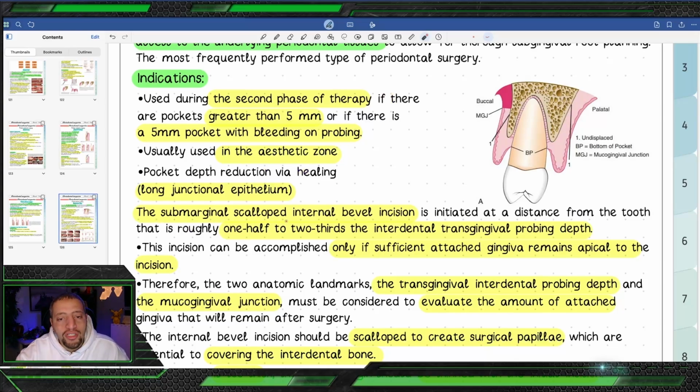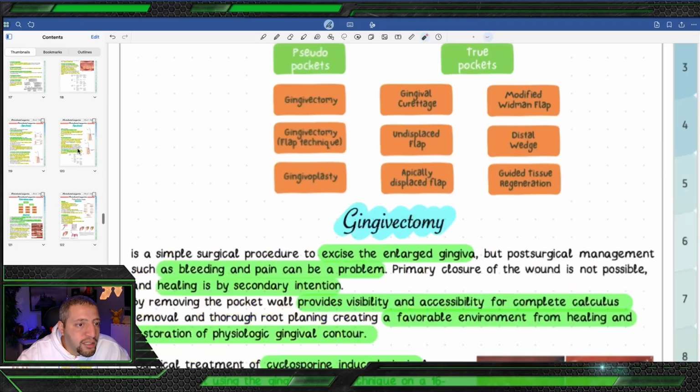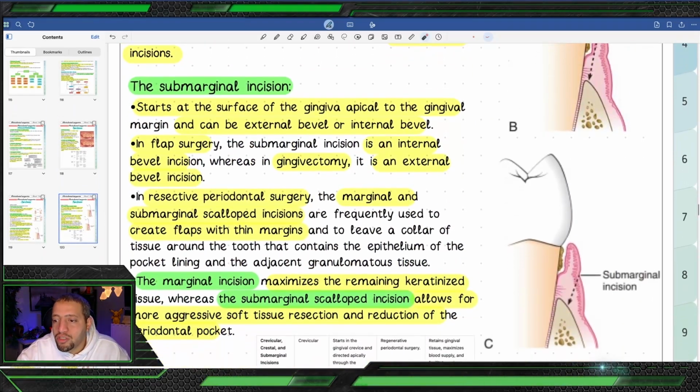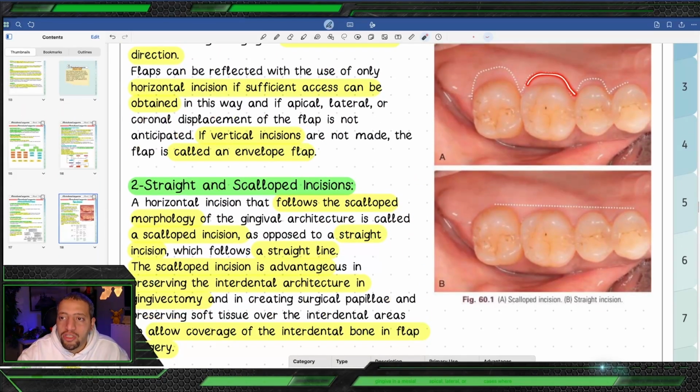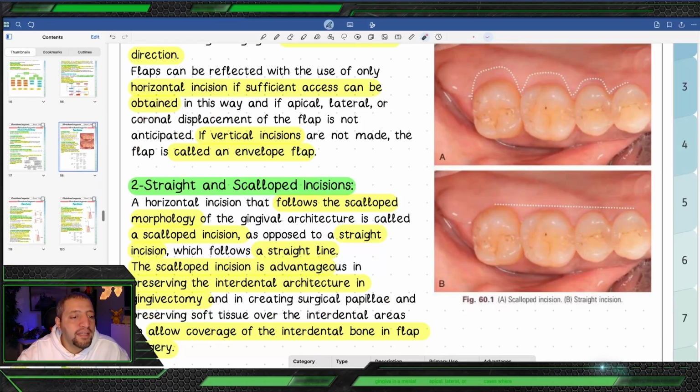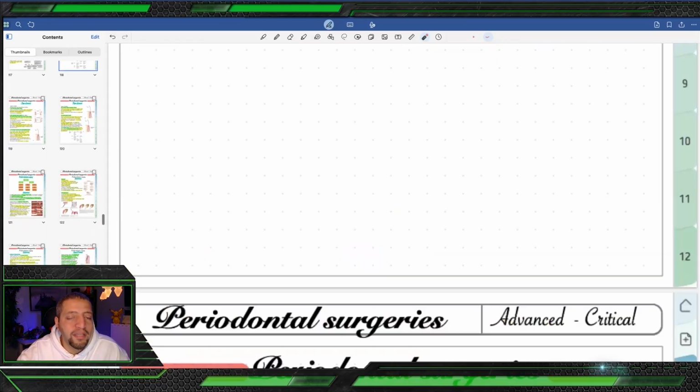The submarginal scalloped internal bevel incision. Submarginal means, let's see it here so you can visualize it. Submarginal internal bevel scalloped incision. Again, submarginal internal bevel because you're moving apically, and it's a scallop. The scallop means this way. So the submarginal internal bevel scallop is the type of incision when you are going to do the undisplaced flap technique.